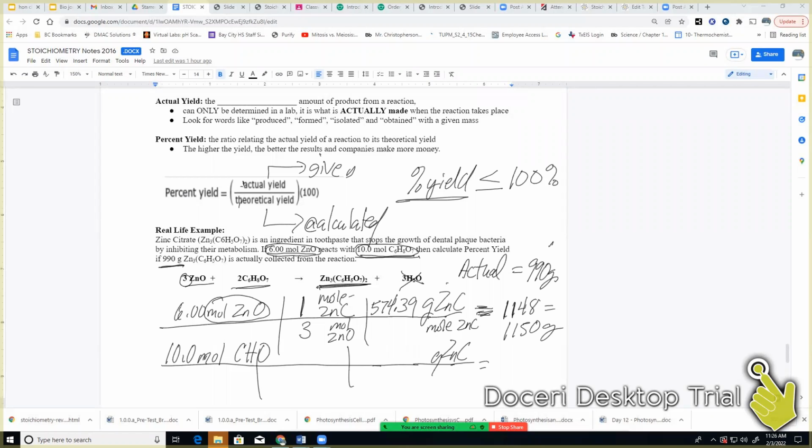And then I have to do that for my other one. So moles of the hydrocarbon. So I have to have moles of this hydrocarbon down here. So coefficient of 2. My product's the same, so I start repeating everything. Zinc citrate. And then here's my grams. So I would need this molar mass again. 9 grams per 1 mole.